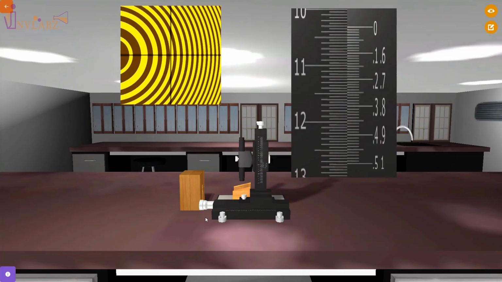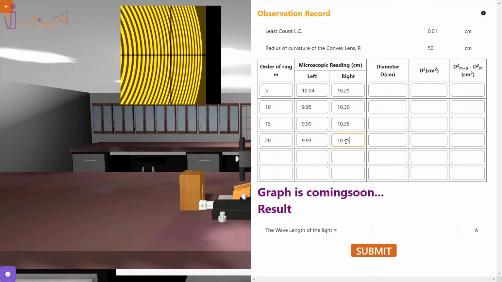Now after observing from all ring positions towards the left of the central dark, we'll repeat the same procedure towards the right side of the central dark. After all readings are done, find the diameter of each ring from the difference of the observations taken on the left and right sides of its center, perform all the calculations, and fill the table. Finally, calculate the wavelength of the light and submit the form.